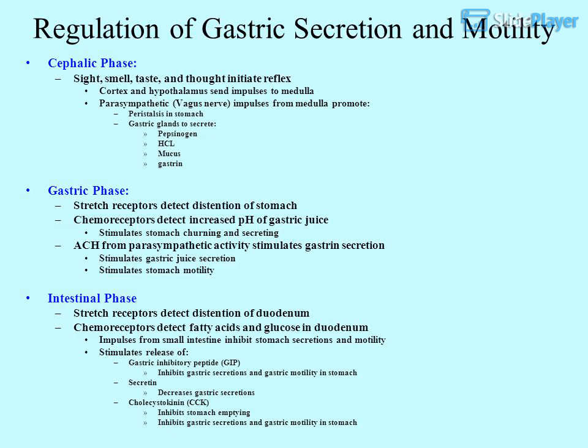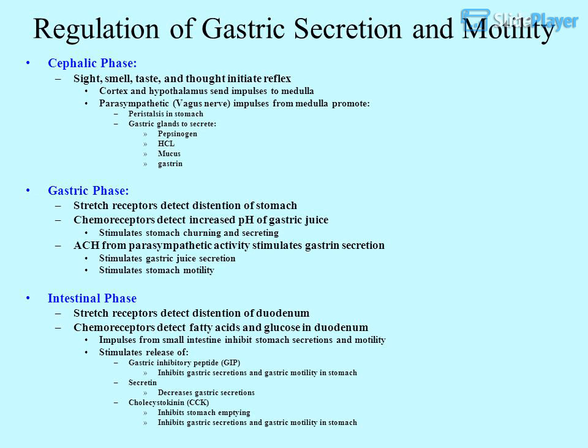Regulation of gastric secretion and motility. Cephalic phase. Sight, smell, taste, and thought initiate the reflex. The cortex and hypothalamus send impulses to the medulla. Parasympathetic vagus nerve impulses from the medulla promote peristalsis in the stomach and stimulate gastric glands to secrete pepsinogen, HCl, mucus, and gastrin.